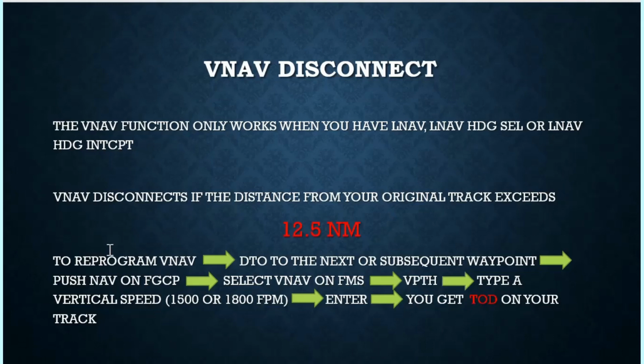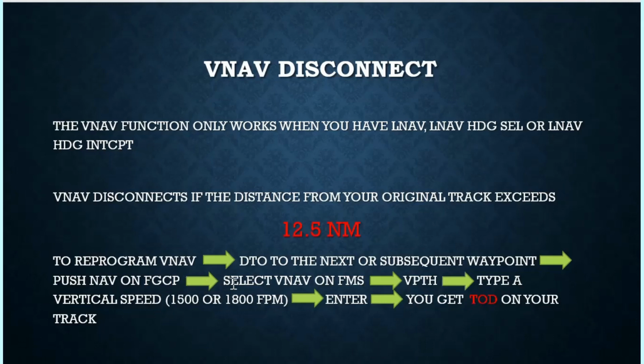Now to reprogram the VNAV, it's very simple. All you do, you press DTO, which means direct to, and then you can go to any other waypoint ahead of you, the next one or any subsequent waypoint if it's safe to do that. Then you push nav on the FGCP. In that way, now you have redefined your whole flight path, from where you are to where you are going. Now it will be a completely new flight path, not the other one where you deviated more than 12.5 nautical miles and got your VNAV disconnected.